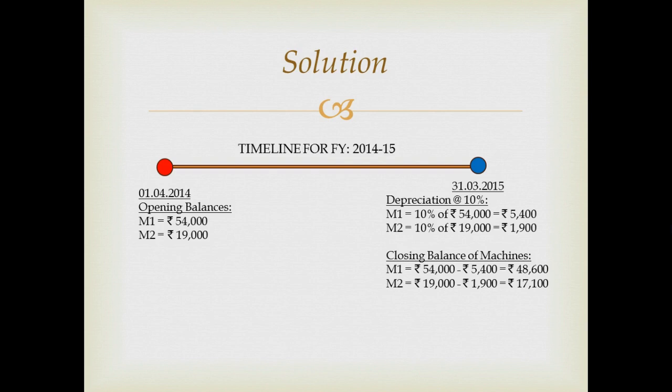For M1, 10% depreciation shall be charged on Rs 54,000, giving a value of Rs 5,400. For M2, it shall be 10% of Rs 19,000, Rs 1,900. Now this depreciation, as we can see, is for one full year. Closing balance of machine M1 is Rs 54,000 minus 5,400, resulting in Rs 48,600. M2 is Rs 19,000 minus 1,900, resulting in Rs 17,100, and these closing balances will become our opening balances on 1st of April 2015 for the financial year 2015-16.